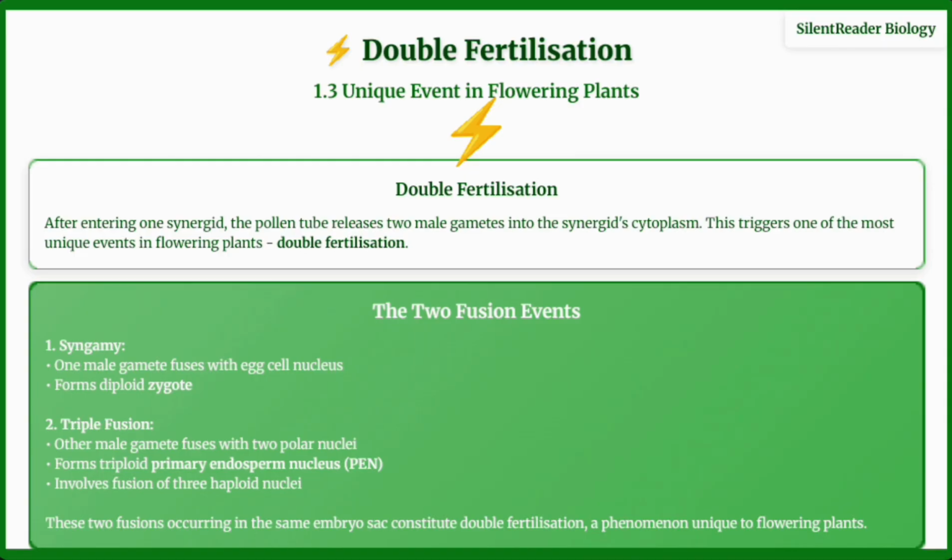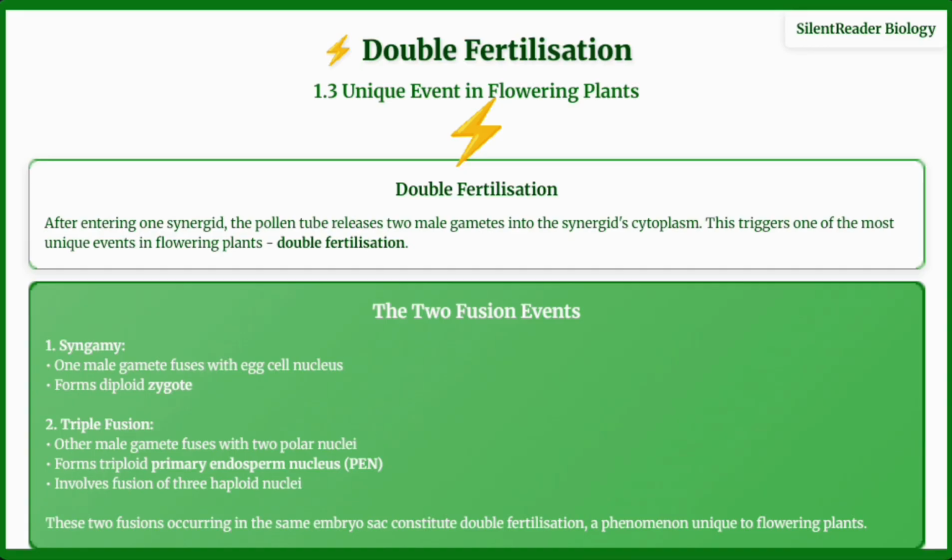Now we come to one of the most unique events in flowering plants, double fertilization. After the pollen tube enters one of the synergids, it releases two male gametes into the synergid's cytoplasm. One of these male gametes moves toward the egg cell and fuses with its nucleus, completing syngamy. This results in the formation of a diploid cell, the zygote.